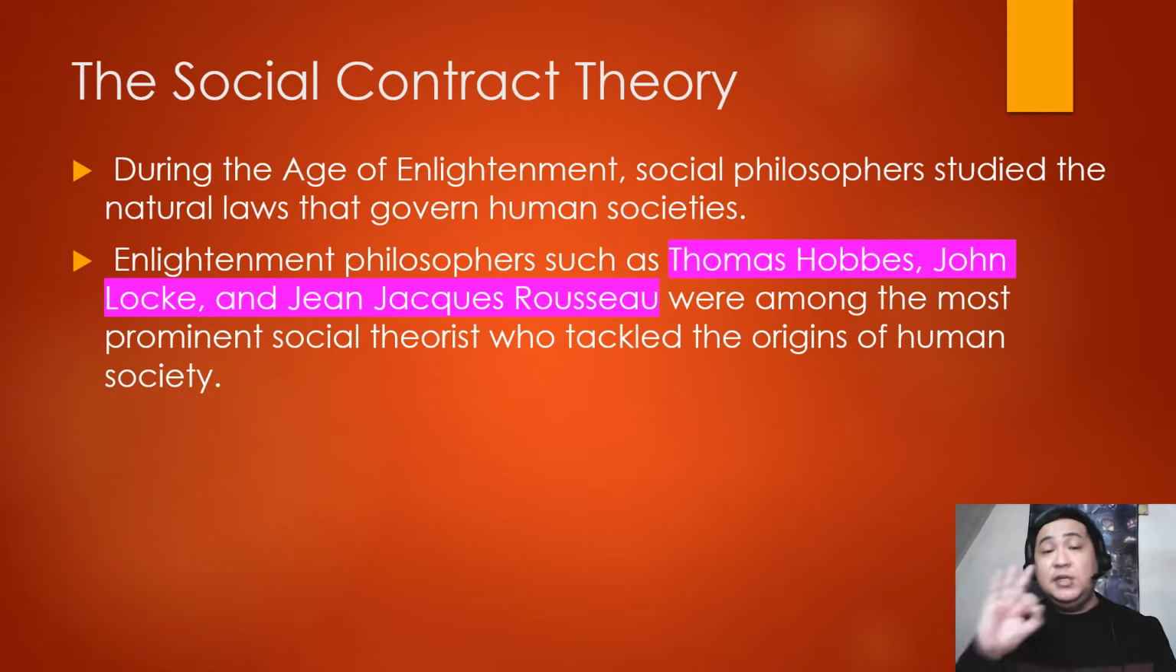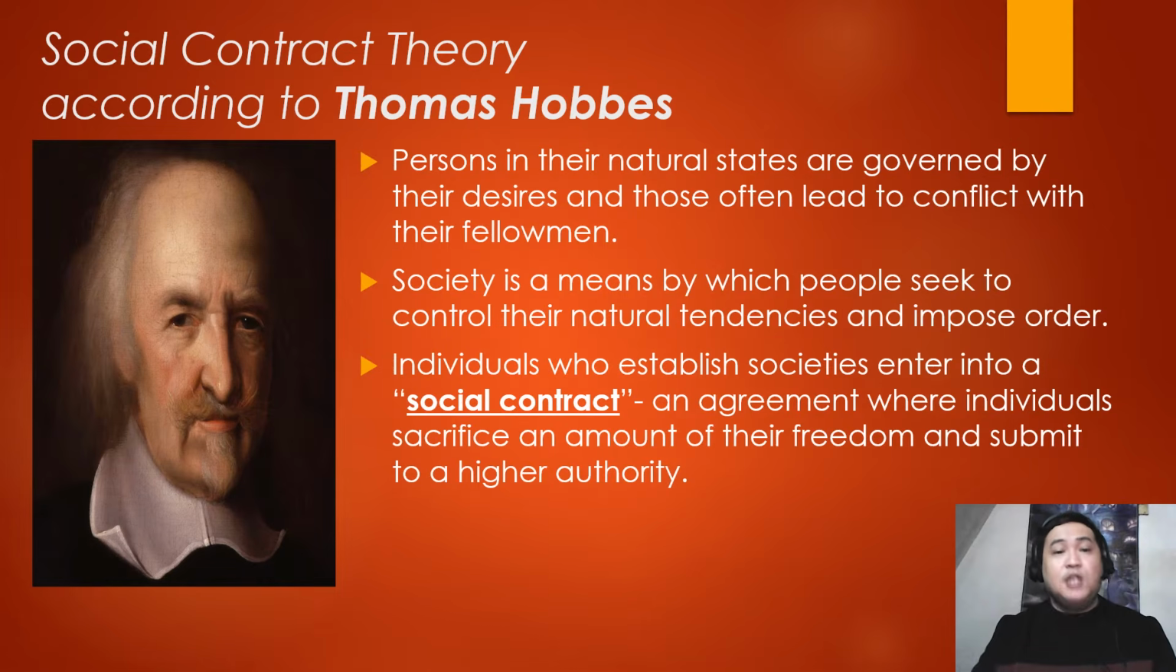So we have here three Enlightenment philosophers like Thomas Hobbes, John Locke, and Jean-Jacques Rousseau. They were among the most prominent or popular social theorists who tackled the origin of human society. So we will discuss the point of view or perspective of these three philosophers. So let's start first with Thomas Hobbes. So what is social contract theory according to Thomas Hobbes?